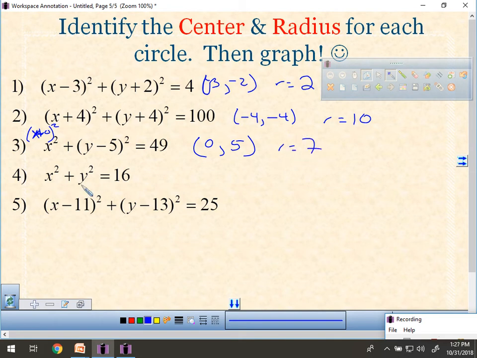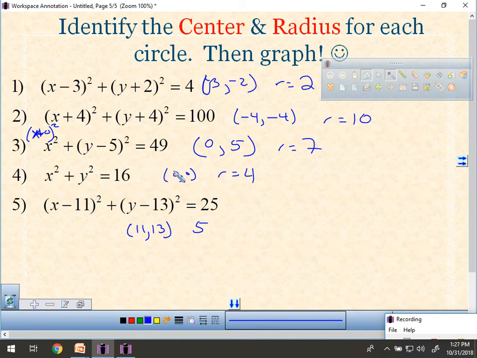7, that's right. All right, what's the center for this one? 0, 0, and then what's the radius for this circle? 4, that's right, good. And then what's the center for this one? 11, 13. What's the radius? 5, perfect, that's great. So do you see why we like standard form? Standard form is easy to tell what the center and the radius are.